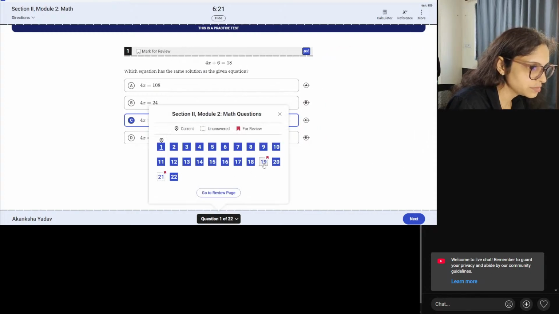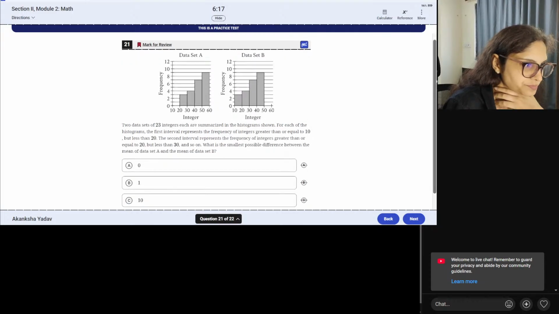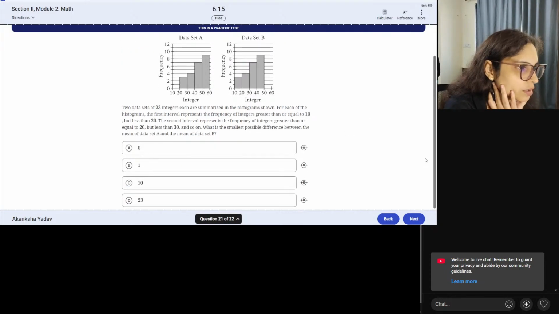Now quickly, 6 minutes are remaining. 2 questions. Let's first do 21. Two data sets of 23 integers are there. For each histogram, the first interval represents the frequency of integers greater than or equal to 10 but less than 20. The second interval is equal to 20 but less than 30 and so on. What is the smallest possible difference between the mean of data set A and the mean of data set B?